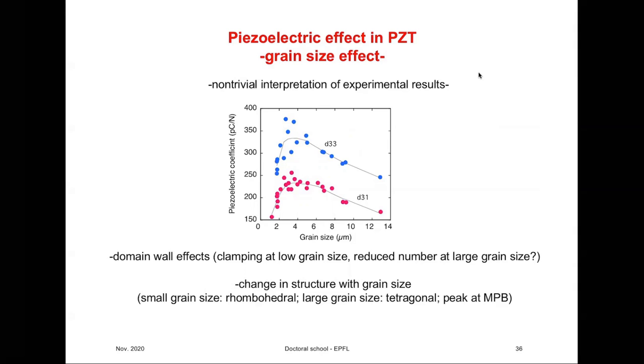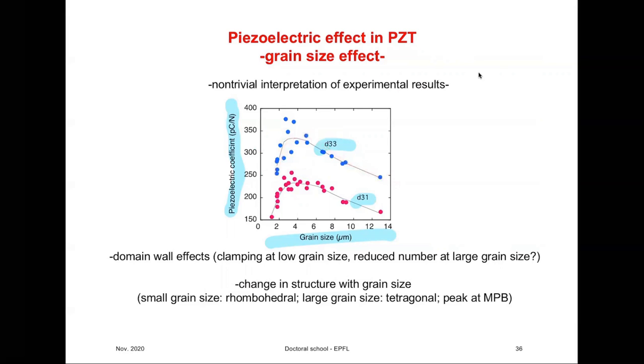And just to show you some of the reasons why interpretation of experimental results is difficult. Here is piezoelectric coefficient d33 and d31 for a PZT. So it's one rhombohedral composition, and we measure piezoelectric coefficient as a function of grain size. So we prepare ceramics with the same chemical composition with a different grain size. And you see that the piezoelectric coefficient changes by a factor of almost 50%. So this is amazing. Just the grain size.